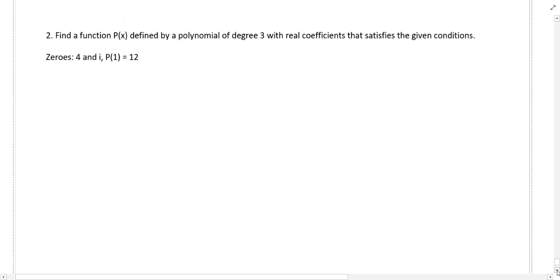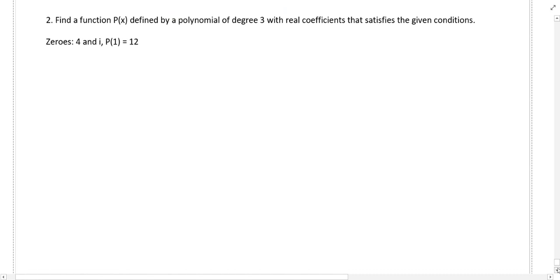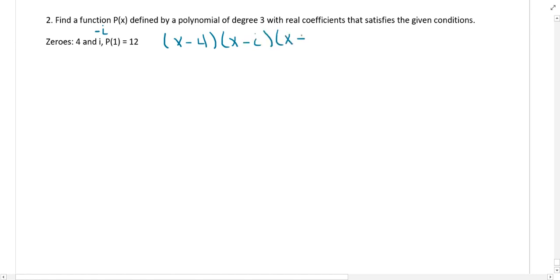All right, and then number 2, we have a third degree polynomial, and then we have a condition at the end of it. So we've got our zeros, 4 and i, which means I also have a negative i. So let's go ahead and set that up. So you've got x minus 4, then you have an x minus i, and then you have an x minus negative i, which gives you x plus i. So let's go ahead and multiply out the x minus i, x plus i first.